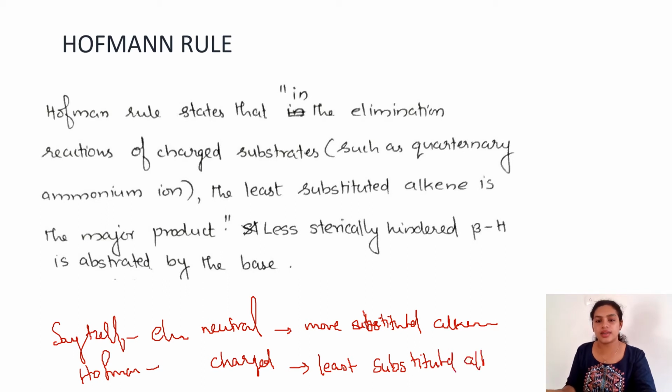The least substituted alkene. The reason behind that is that the base selects the beta proton which is less sterically hindered. In the next slide, I have explained with examples. So let's check the mechanism of Hofmann elimination.